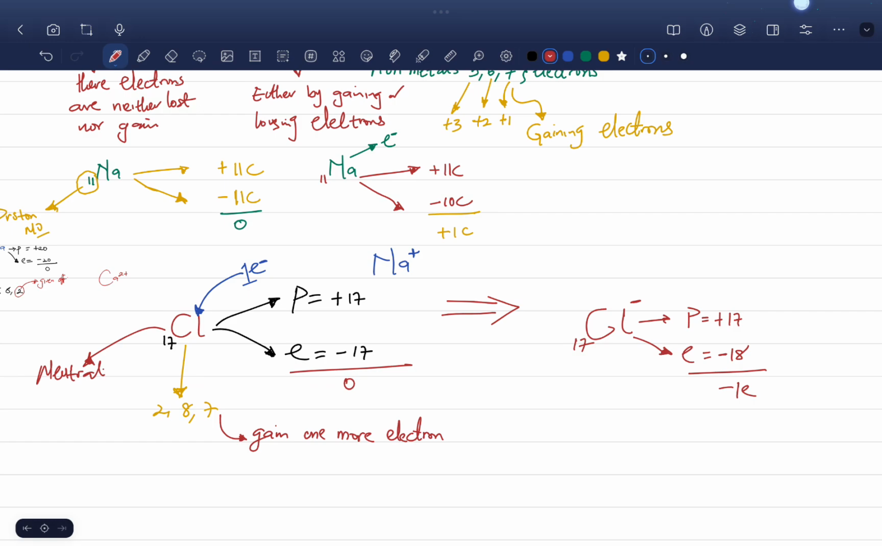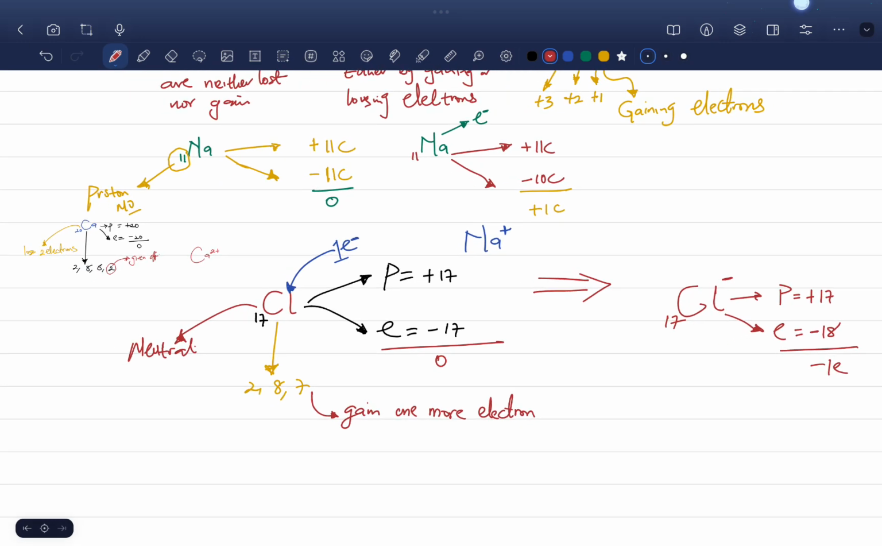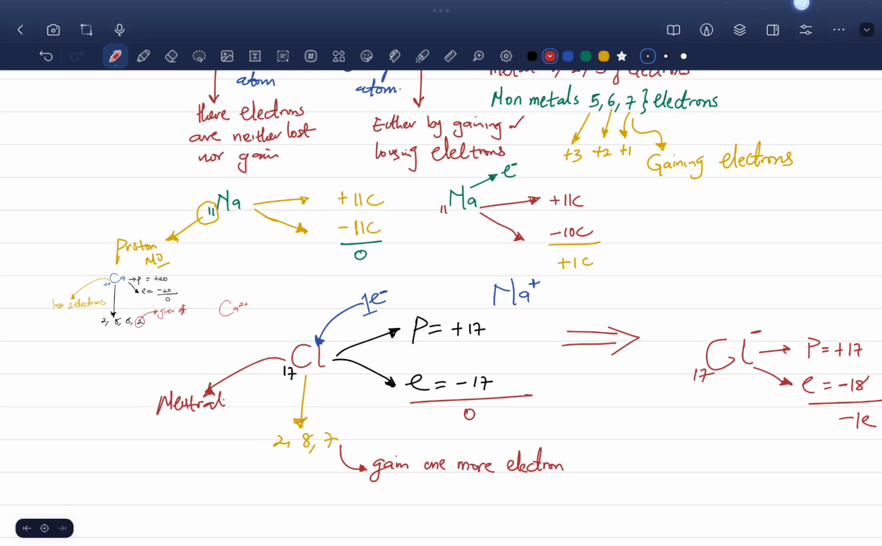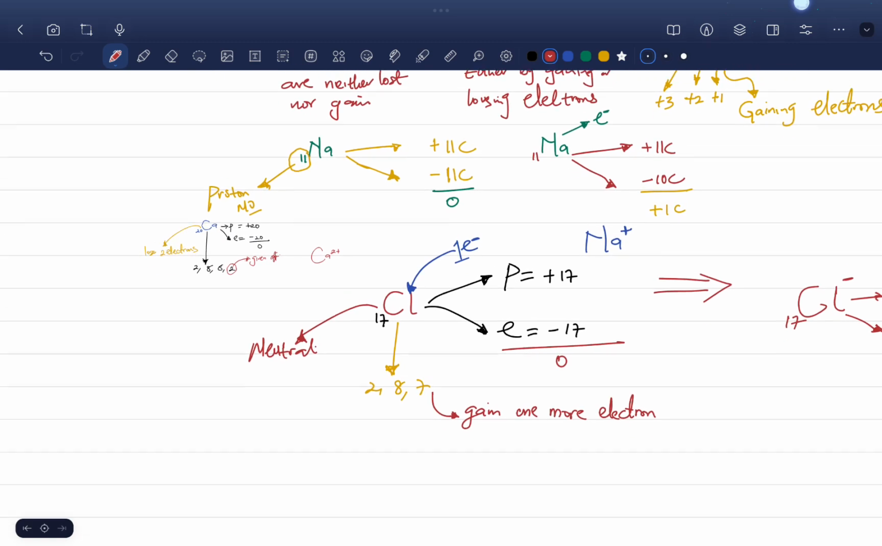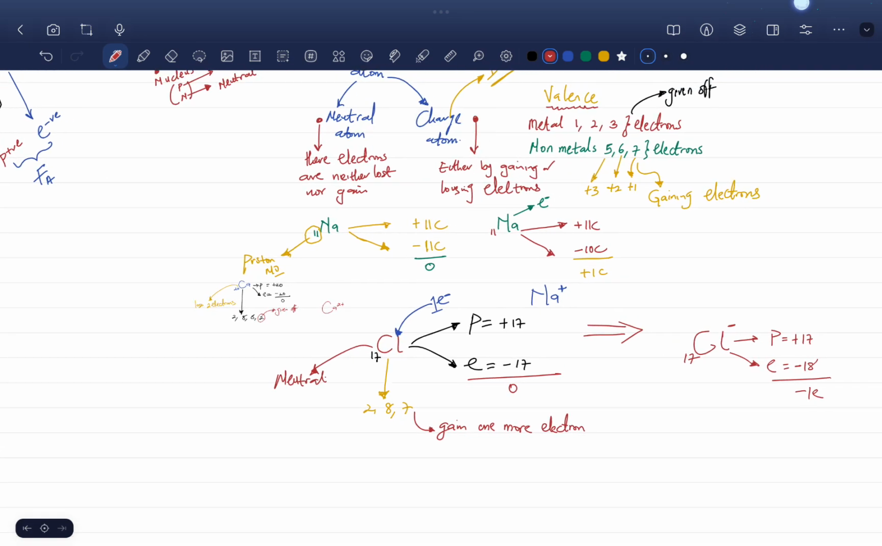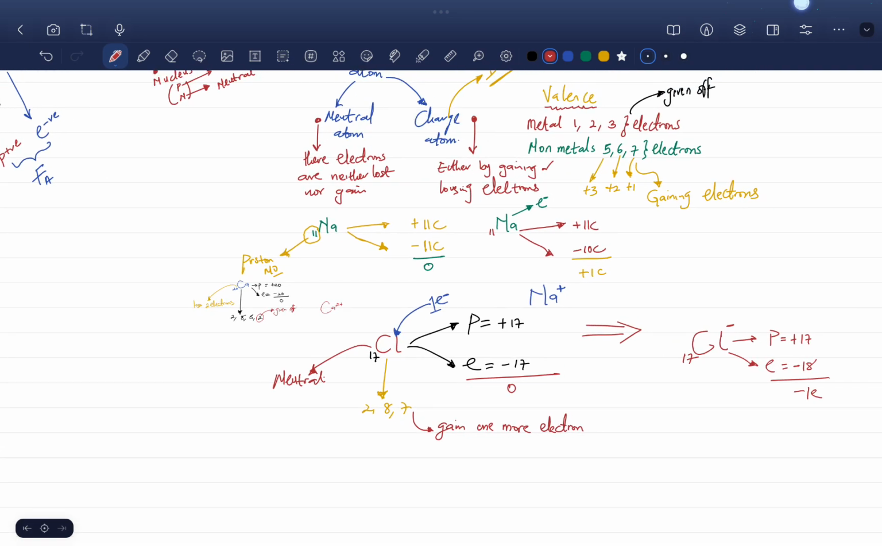Therefore, this is going to be Cl minus. So you can see that either to become negatively charged or to become positively charged, all we have to do is talk about the concept of the electrons. Is the electron being given off, or are we gaining electrons? If we're gaining electrons, of course we're going to have a negative charge. If we are giving out electrons, we're going to have a positive charge. The concept of being able to explain why electrons are gained or lost is what I've just shown you in this video.